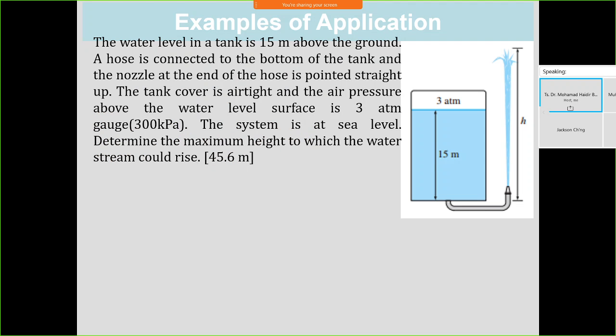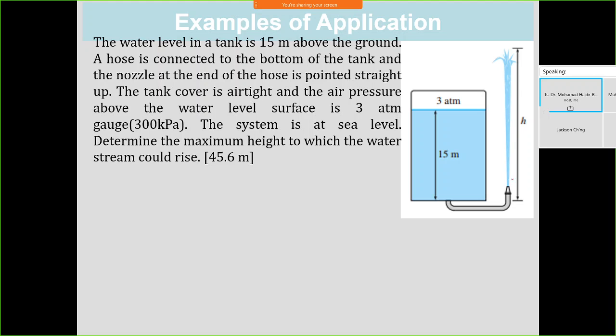Okay, let's try another example. The water level in a tank is 15 meter above the ground. A hose is connected to the bottom of the tank, and the nozzle at the end of the hose points straight up. The tank cover is airtight, and the air pressure above the tank surface is 3 atmosphere or 300 kilopascal. The system is at sea level. Determine the maximum H to which the water stream could rise. Okay, the same question as before.